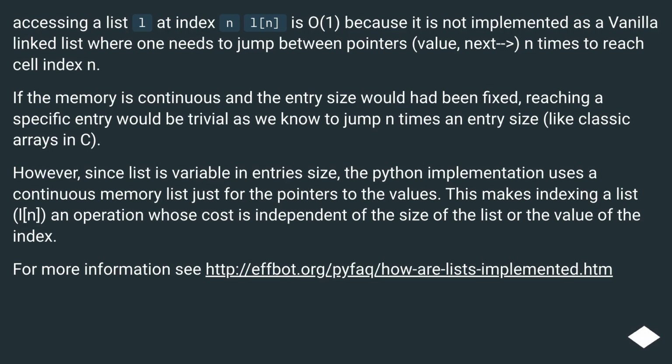Accessing a list L at index n, L[n], is O(1) because it is not implemented as a vanilla linked list where one needs to jump between pointers (value, next) n times to reach cell index n. If the memory is continuous and the entry size were fixed, reaching a specific entry would be trivial, as we know to jump n times an entry size, like classic arrays in C. However, since list entries are variable in size, the Python implementation uses a continuous memory list just for the pointers to the values. This makes indexing a list, L[n], an operation whose cost is independent of the size of the list or the value of the index. For more information, see this URL.